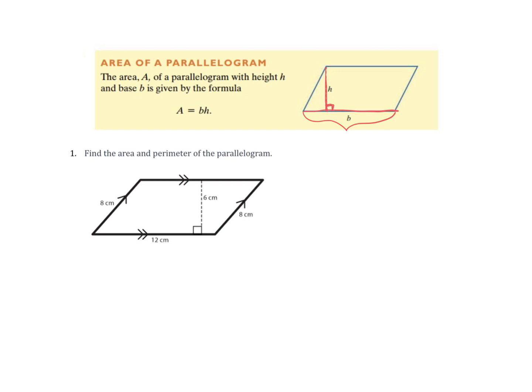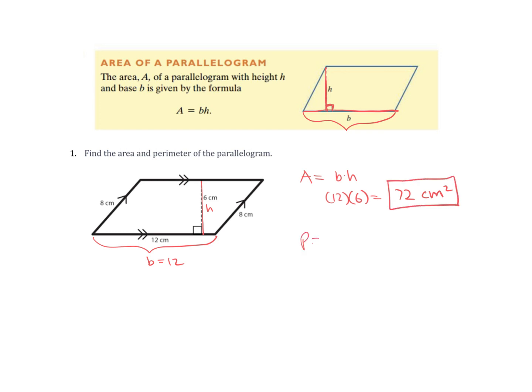So looking at this example, I'm going to start with the area, base times height. The base would be this side down here, 12, and the height perpendicular to the base would be 6. So I do 12 times 6, which is 72, and because it's area, I use square units, 72 square centimeters.